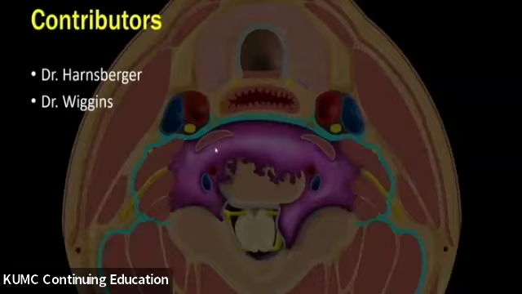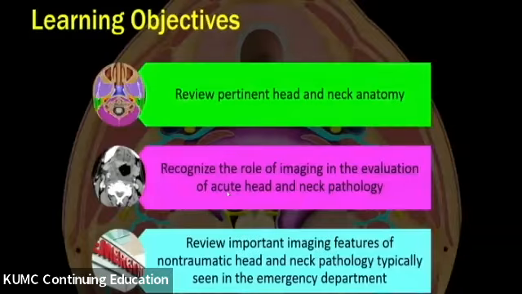Just a big thank you to my former colleagues who allowed me to use some of their graphics in my presentation today. So we'll be doing a brief overview of head and neck anatomy, recognize the role of imaging in the evaluation of acute head and neck pathology, and review important imaging features of non-traumatic head and neck pathology typically seen in the ER.